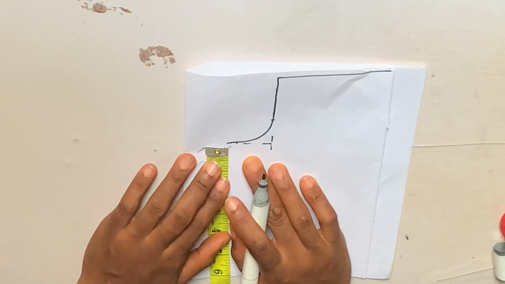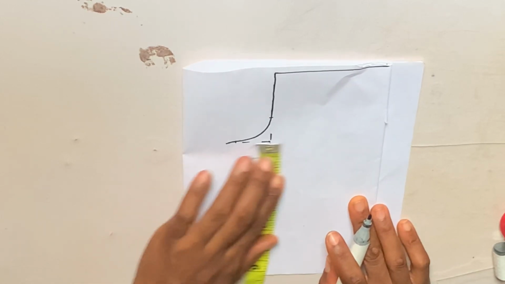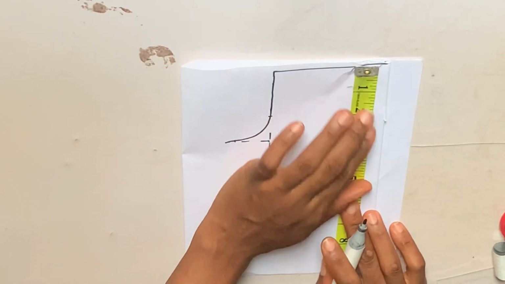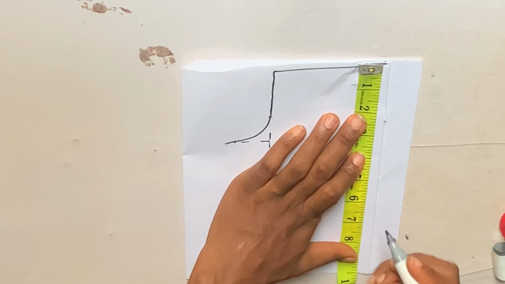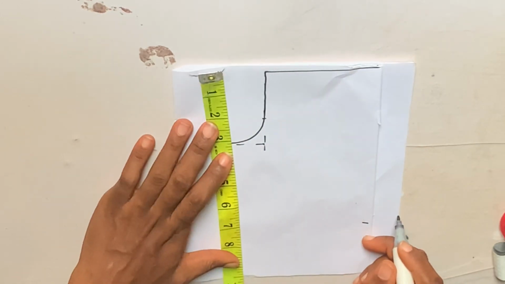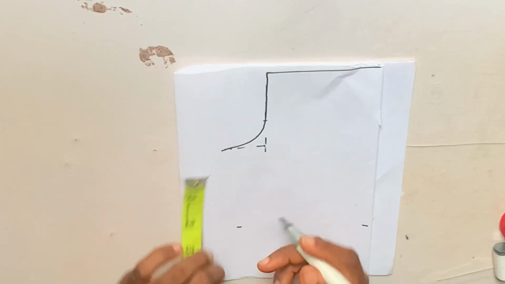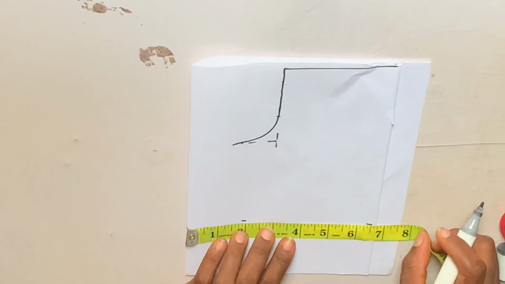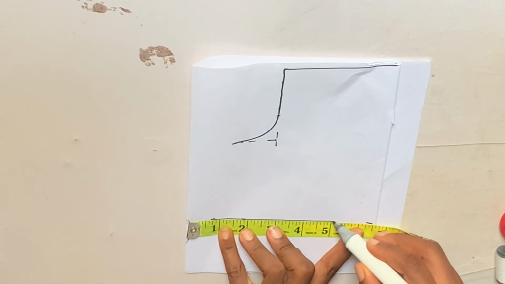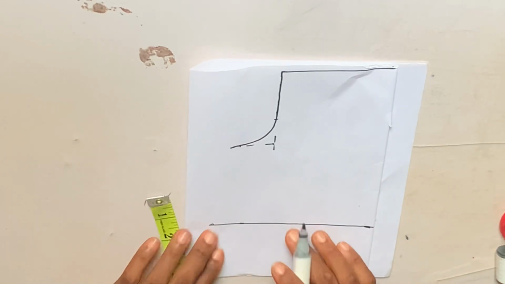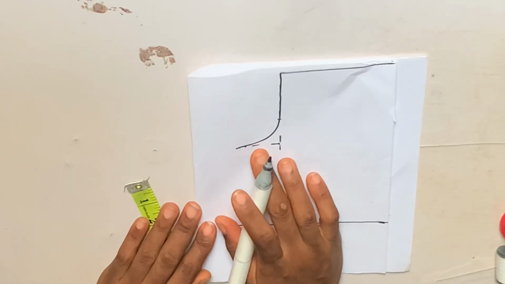So the bodice length for a newborn is 6 inches. I'm going to add 1 inch sewing allowance, half at the upper part, half at the lower part, making 7 inches. So I'll mark 7 inches here. I'll mark 7 inches here. So this is the waistline. This is the bust line.